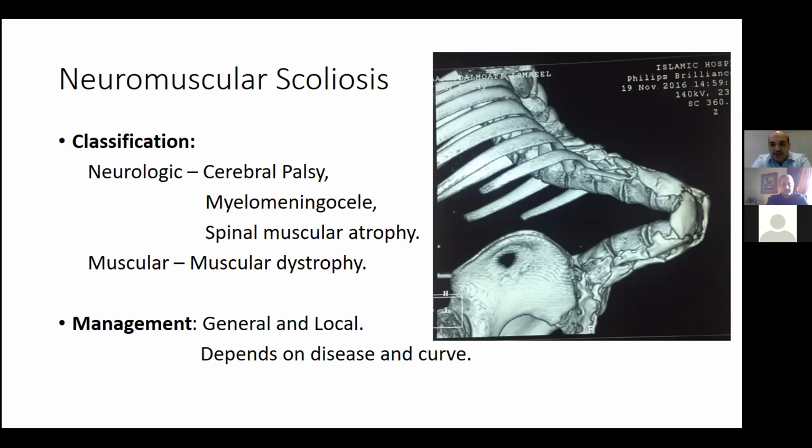This is one of my patients. On the right side, you can see how bad the thoracic lordosis is, and how bad the kyphotic area is. He came to me because he had a very bad ulcer at the back. When he sits down, he cannot sit. So usually the management depends on the disease and on the care.